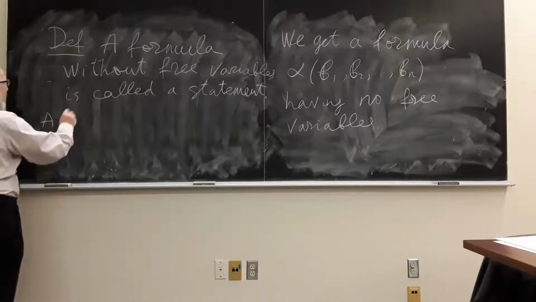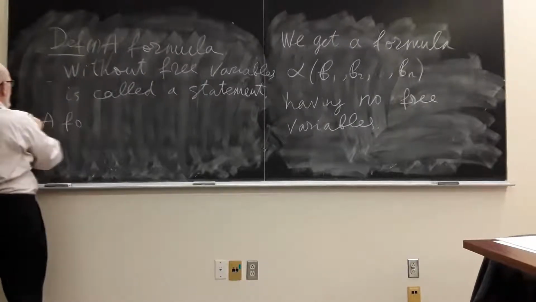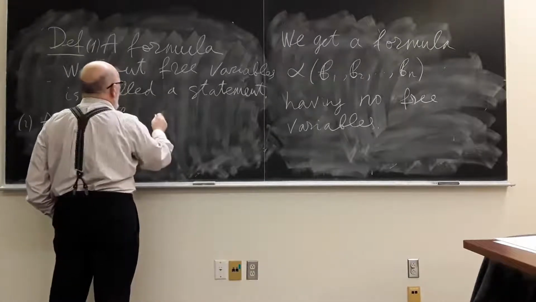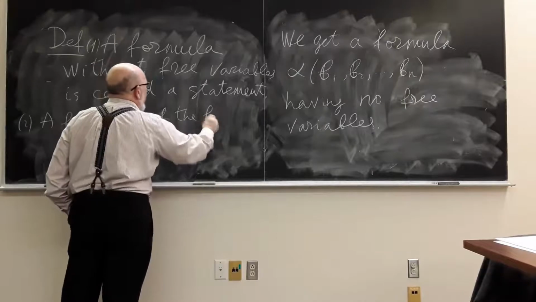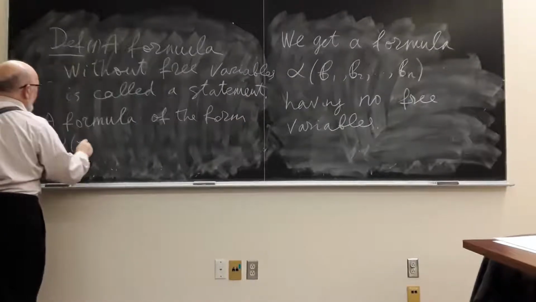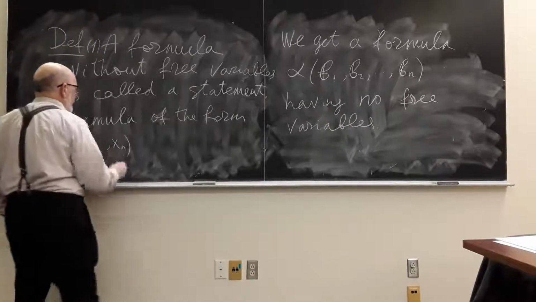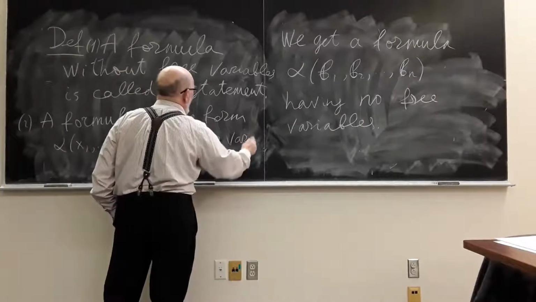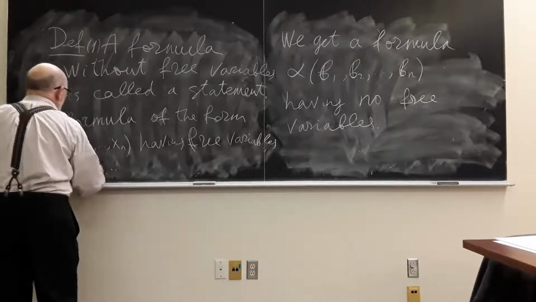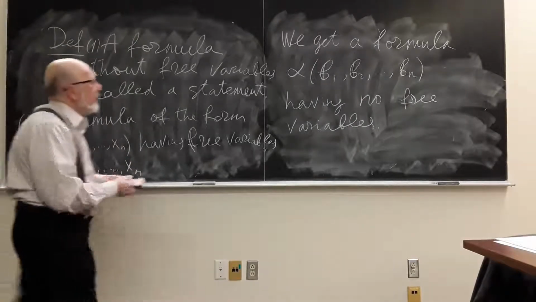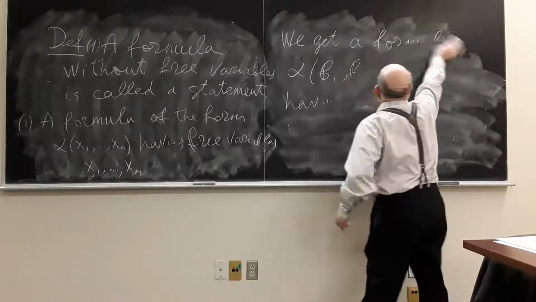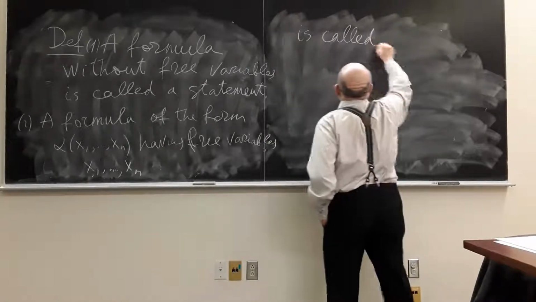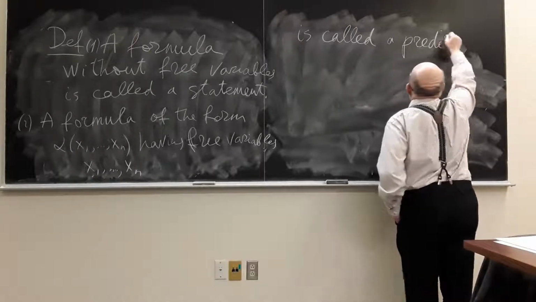A formula of the form alpha of x1 through xn, having free variables x1 through xn, is called a predicate.